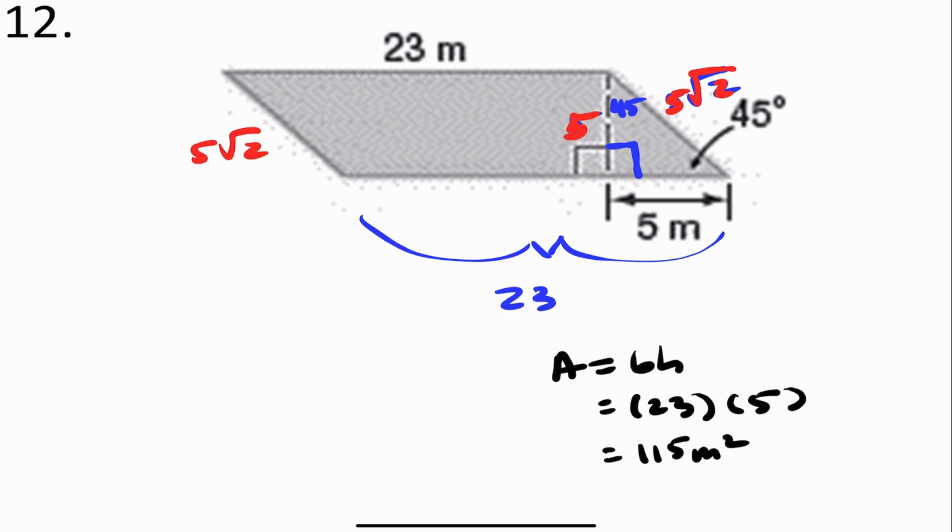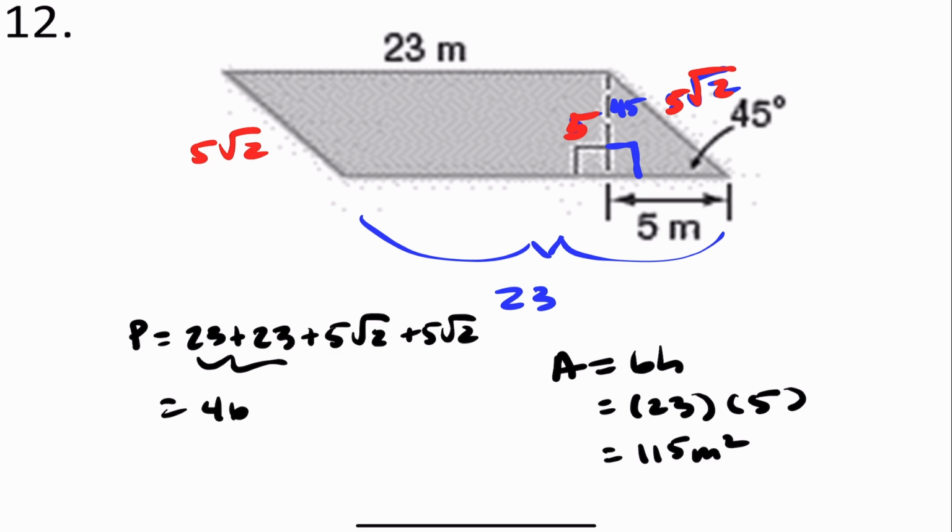For the perimeter, all I'm doing is just adding up all the sides. So P equals 23 plus 23 plus 5 root 2 plus 5 root 2. 23 plus 23, that is 46. And then 5 root 2 plus 5 root 2 is going to give you 10 root 2. I'm just counting the number of root 2's there are. So if I have 5 root 2 plus 5 root 2, how many root 2's are there? Well, there are 10 of them. So you write 10 times the square root of 2.